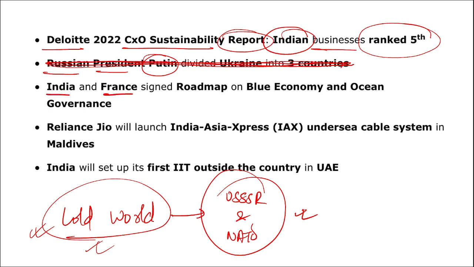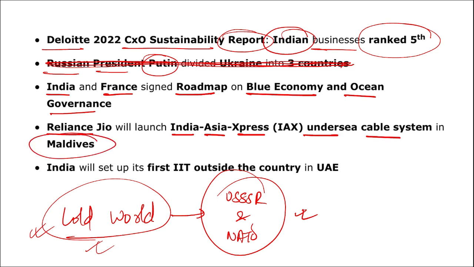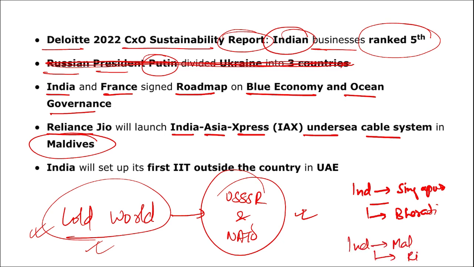Next, India and France have signed a roadmap on blue economy and ocean governance. Reliance Jio will launch the India Asia Express undersea cable system in Maldives. Remember, we did a video on the monthly, and there was some issue with the students. They got confused. Let me give you a proper hint. If we are talking about the undersea cable from India to Singapore, then it will be your Bharti Airtel. If we are talking between India and Maldives, then it will be your Reliance Jio.